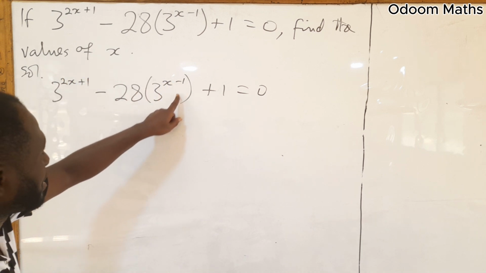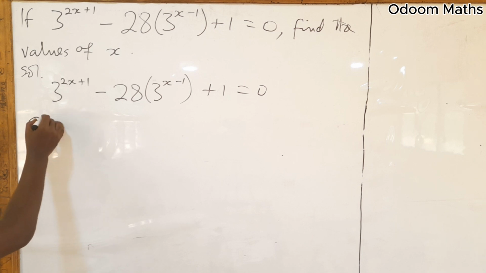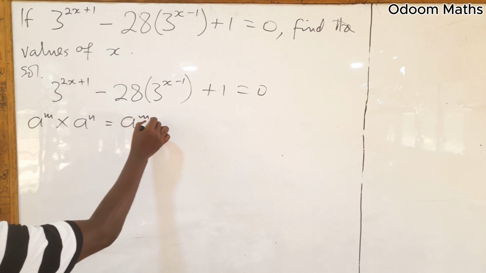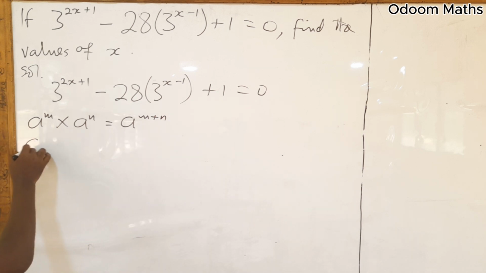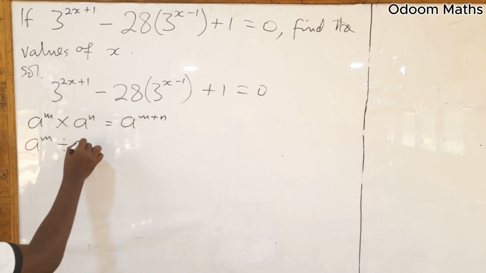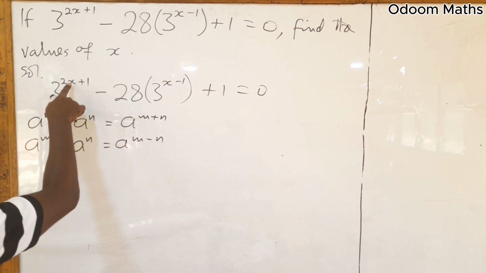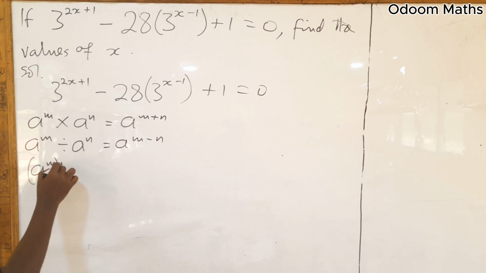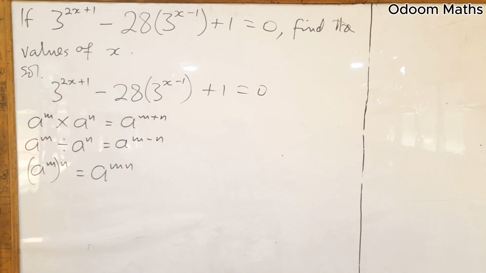The second law of indices is being applied here. So let me quickly write the two laws. The first one is a to the m times a to the n becomes a to the m plus n. And the second one is a to the m divided by a to the n becomes a to the m minus n. Then the third law is being applied here again: a to the m all to the n becomes a to the m times n. Okay, so now let's rewrite this.